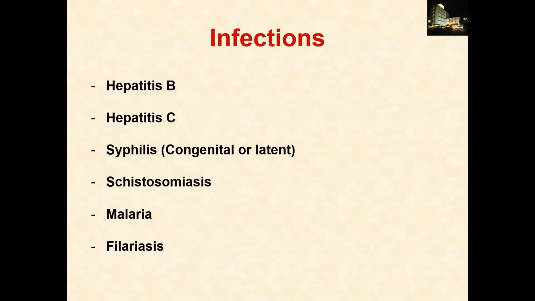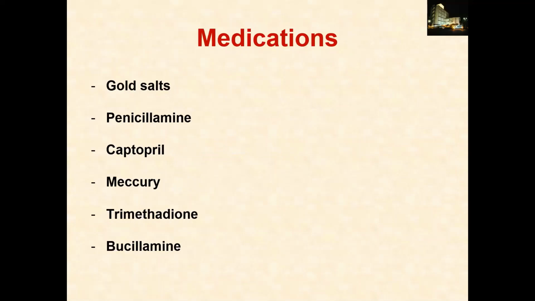Second etiological group is the infection group, and here lie hepatitis B, hepatitis C, schistosomiasis, malaria, or filariasis. Next group of etiological agents for secondary membranous glomerulopathy: many medications cause this membranous glomerulopathy. Among them, we have penicillamine, gold salts, trimethadione, or bucillamine.